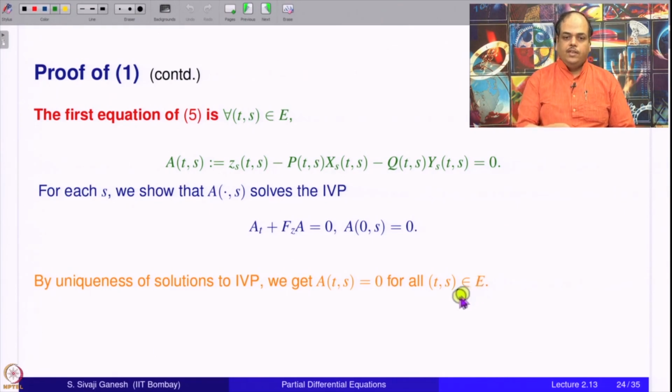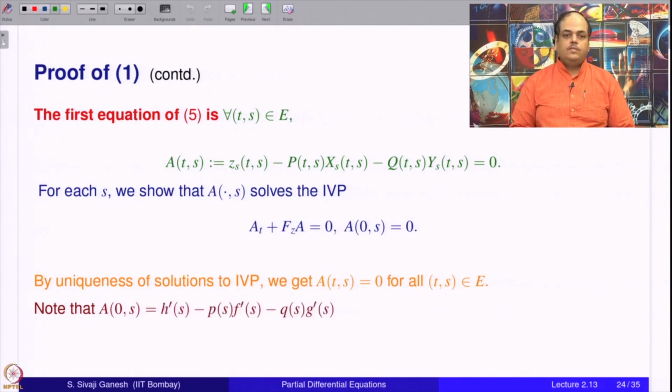So, we have to derive this equation, that is all that remains to show. A of 0, s is 0 for all s. This is coming from the definition of the initial strip, h prime equal to p f prime plus q g prime.